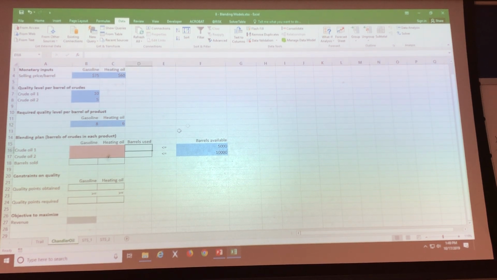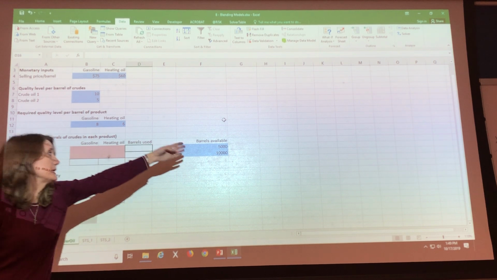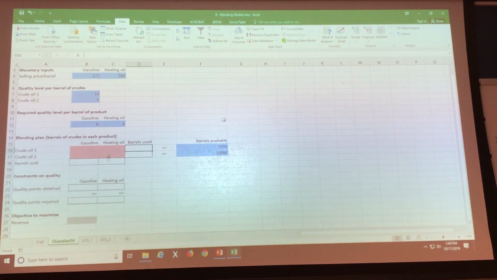Now we'll start filling some things in. We have to figure out how much crude 1 and crude 2 we use because we don't have an endless supply of it. So what would we do there in D16? What do we do to figure out how many barrels we used? Yes, we sum them up. This was the easy stuff, remember? This was the sum the rows.